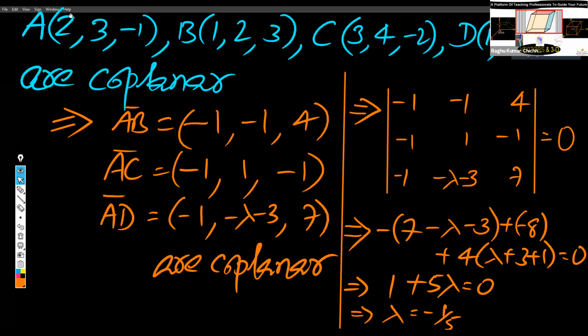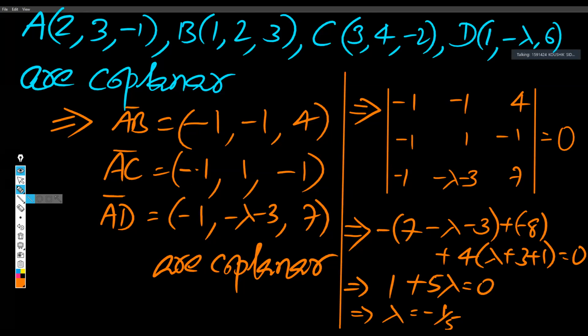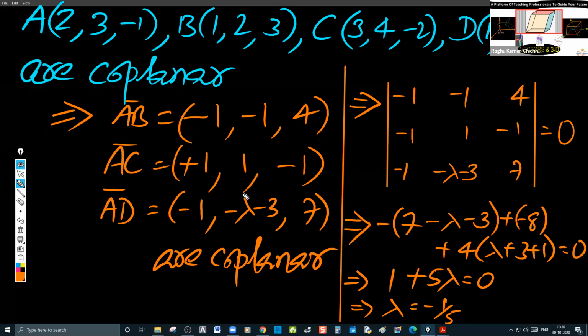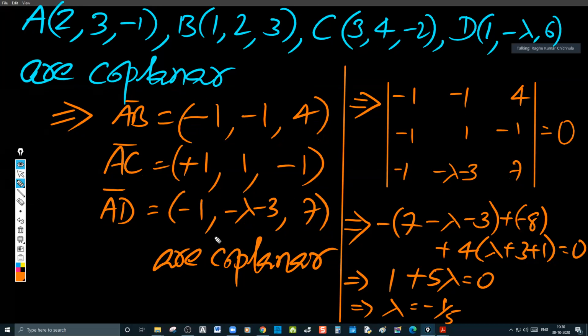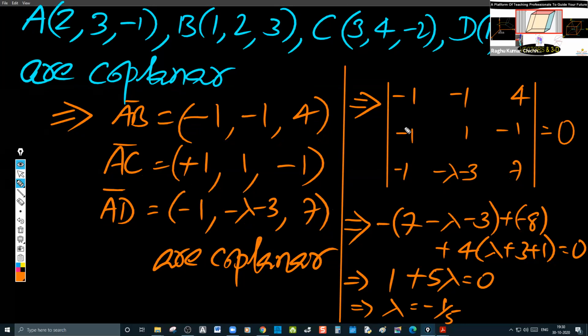Let me check. AB bar, please: 1 - 2 = -1, 2 - 3 = -1, 3 + 1 = 4. That's correct. And AC bar, please: 3 - 2... oh, this is wrong. AC bar has +1, sir. And it is 4 - 3, 1 - 2, +3 - 1. That's correct. AD bar, you said this, I think it is correct: -1 minus lambda, -3, 6 + 1 = 7. This is all correct. And this becomes +1. Now I think you will get it.